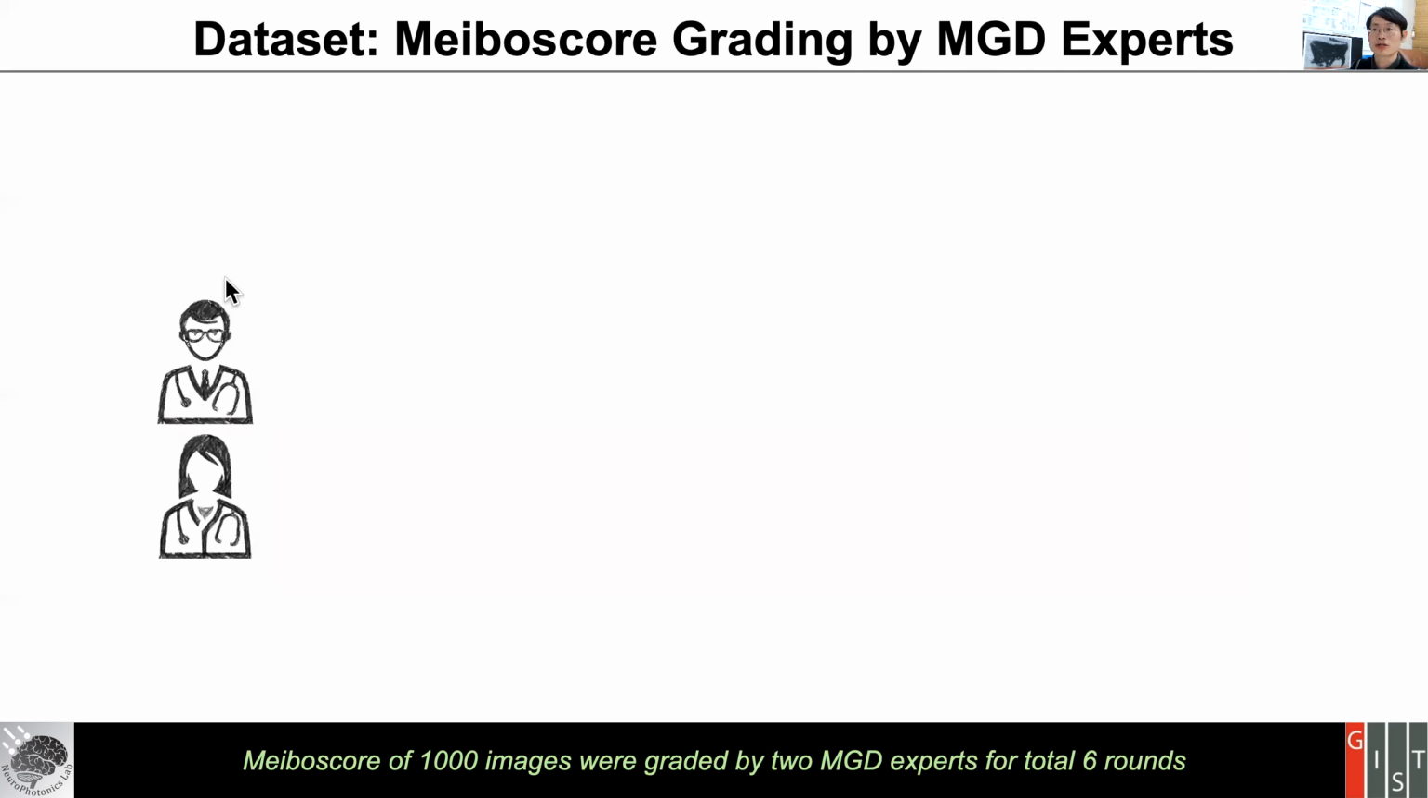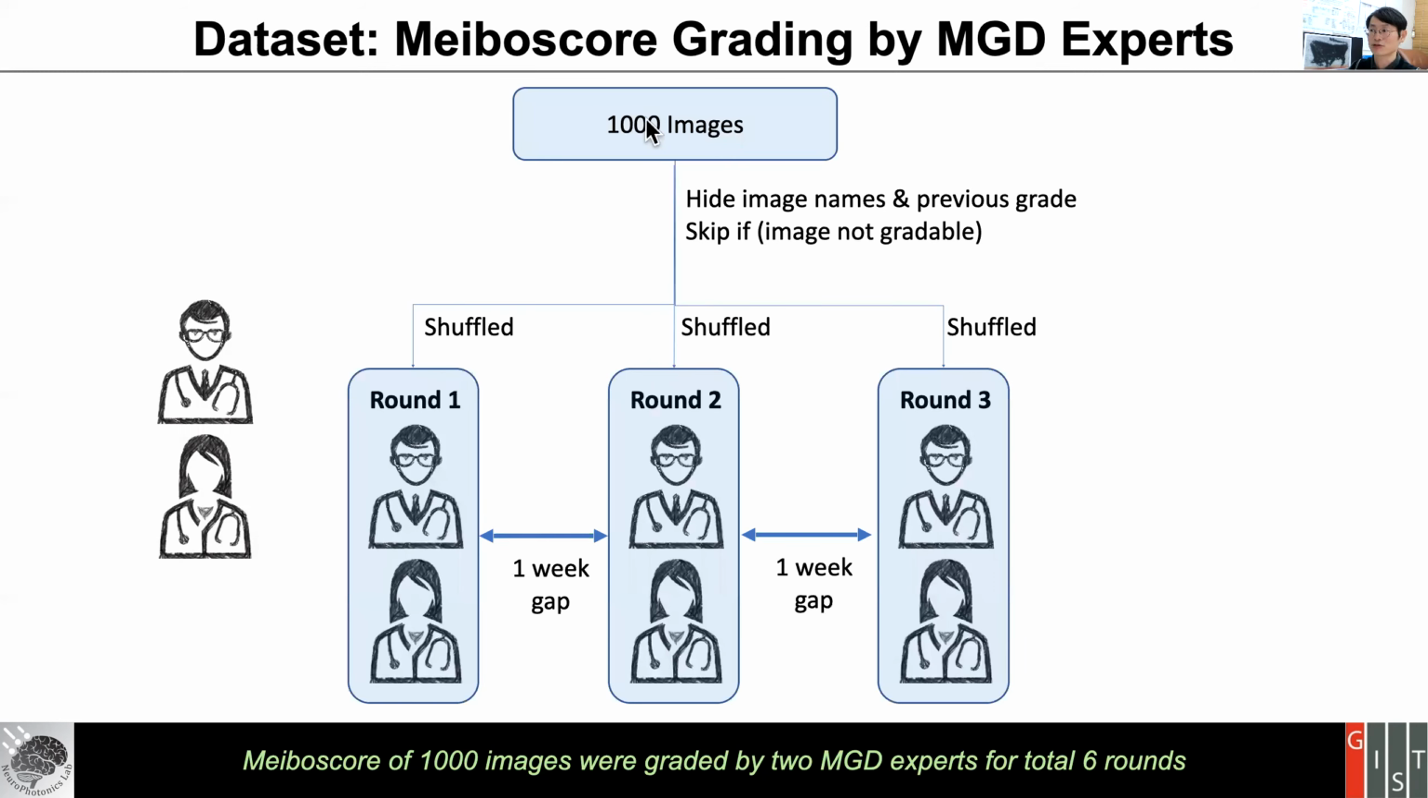And then we turned to the Meiboscore grading. This is only done by MGD Experts, but we are curious about the consistency of the human experts. So we designed these 1,000 images to have multiple Meiboscore scoring by the first expert, who did it for 1,000 images, waited about a week to forget, and then did it again, 3 times. And we did it for 2 independent MGD experts. So a total of 6 gradings were done for these 1,000 images.